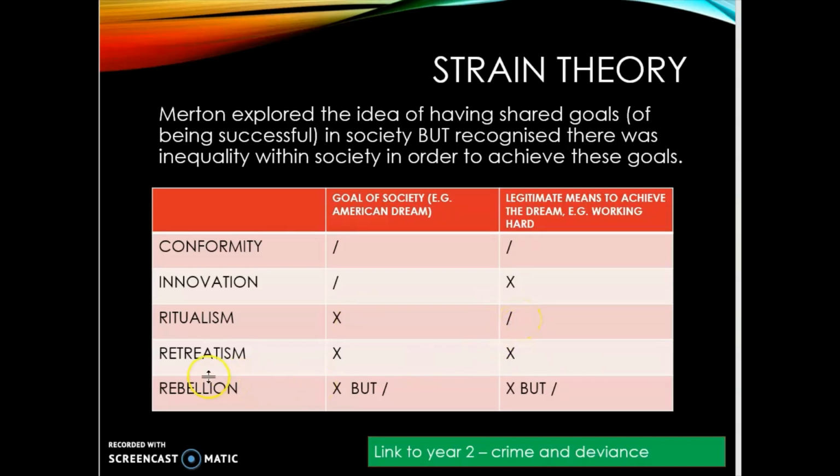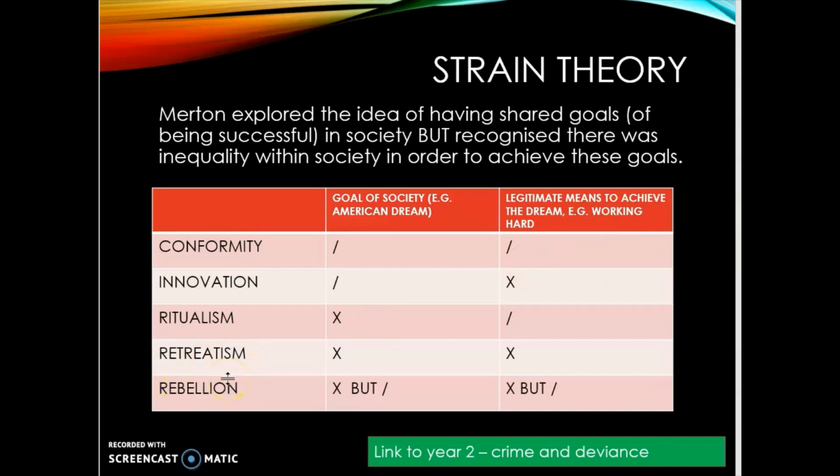Okay, now you've got another group who reject the goal. They don't see the American dream and they just don't go to work. So basically they are drug users, alcoholics. Okay, so there's a group of people like that. And then the final group is your rebellion, okay? Now, they tend to reject the American dream, but they come up with their own. They reject the legitimate ways to achieve the dream, and they come up with their own.